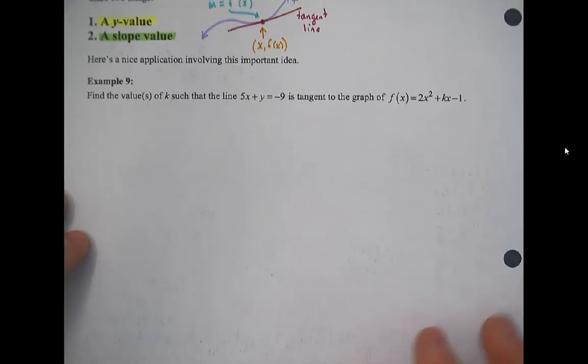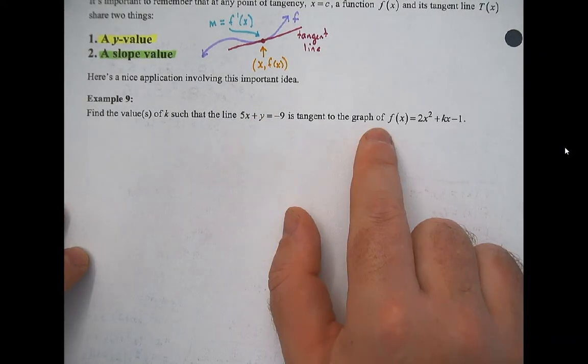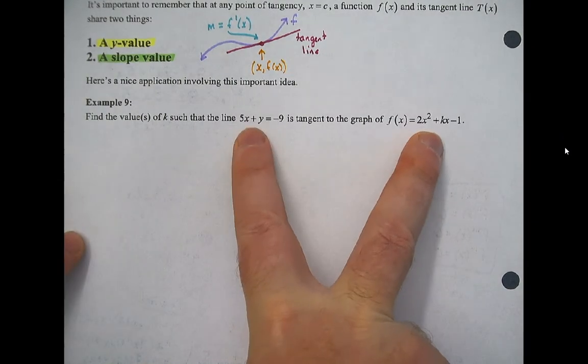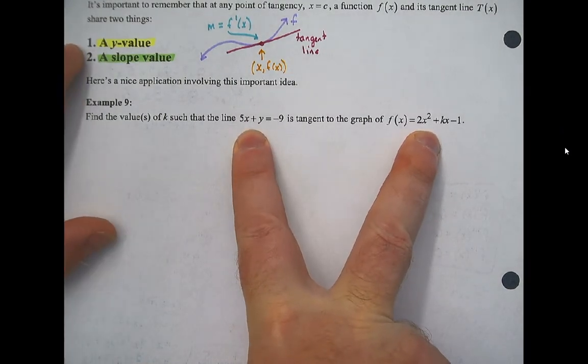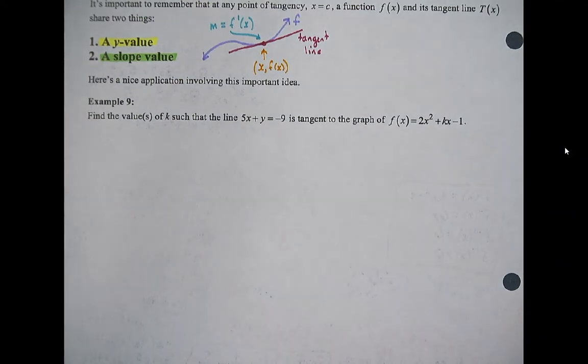All right, so find the values of k such that this line is tangent to the graph of this. Okay, so here we go. What two things have to be true? They have to share the same y value, the same point, and they have to have the same slope. So let's set those things up.